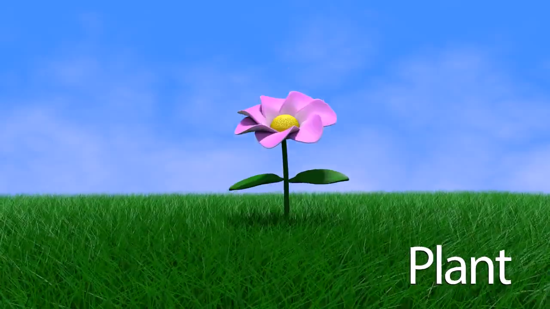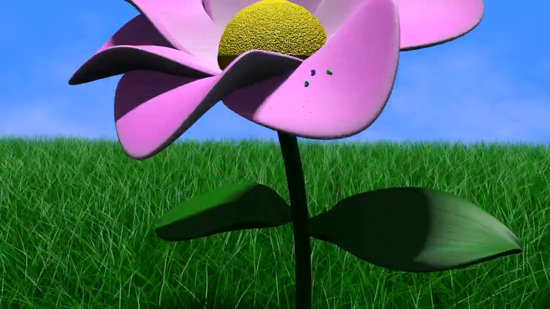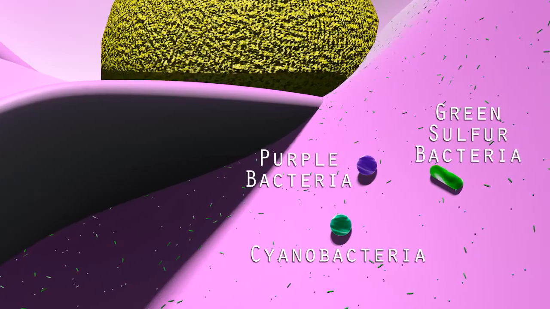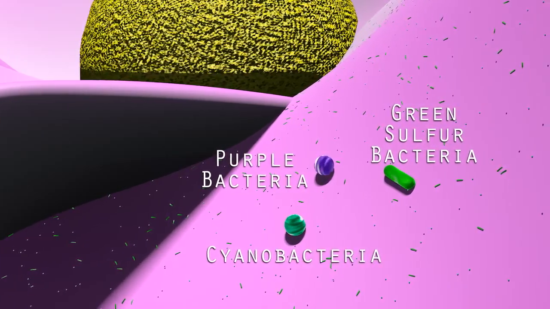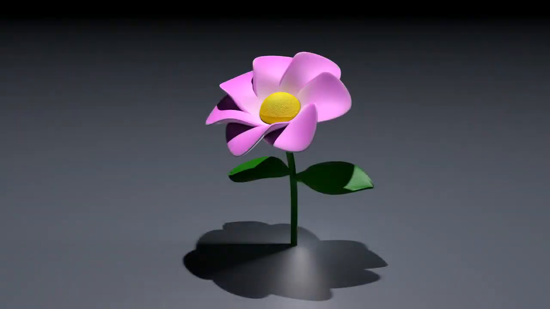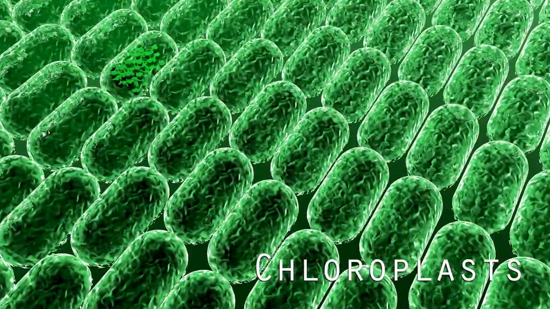Phototrophs use light as a form of energy to run photosynthesis. The most commonly known phototrophs are plants, but there are also cyanobacteria, green sulfur bacteria, and purple bacteria. Each of these organisms has evolved distinct cellular structures to perform photosynthesis. Plant cells contain chloroplasts as their photosynthetic organelles.